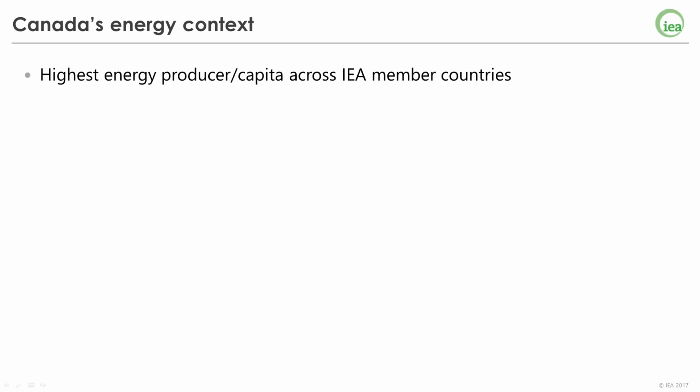First, I'd like to give a little bit of context as to Canada's energy sector picture for those of you who are not as familiar. Canada is the highest energy producer per capita across IEA member countries. It is fifth in terms of global oil production and fourth highest gas producer globally. The energy sector plays a very important role in Canada's economy and in terms of employment. It contributes about 10% to the country's GDP, employs about 270,000 people, and in 2016 was responsible for about a fifth of Canada's manufacturing exports.